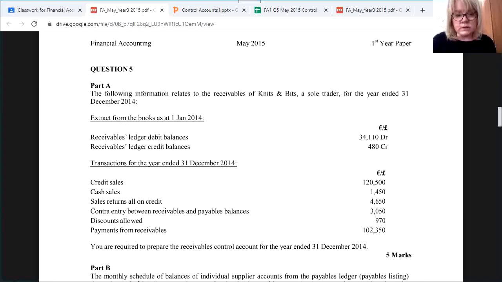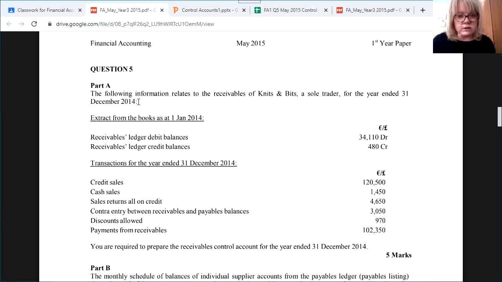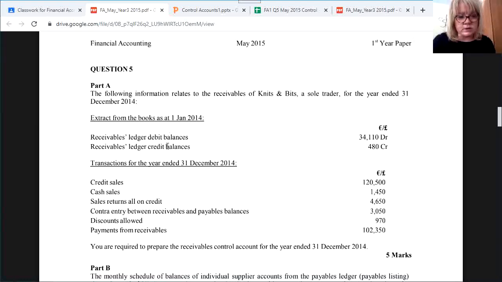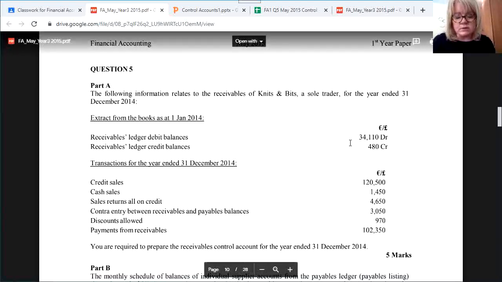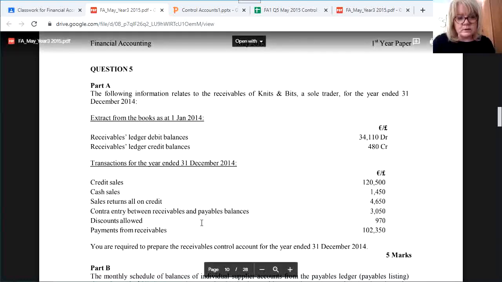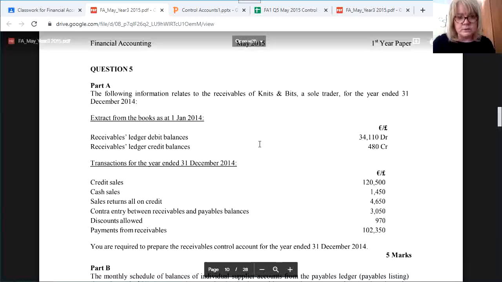Okay, so I'm going to take a look at control accounts, and May 2015, question 5 gives us part A, the following information relating to Nits and Bits, the sole trader, for the year, and extracts from the books. So there's opening balances there for the receivables ledger, 34,110 on the debit and 480 on the credit. And there's also the summary of transactions during the year, and you're required to prepare the receivables control account.